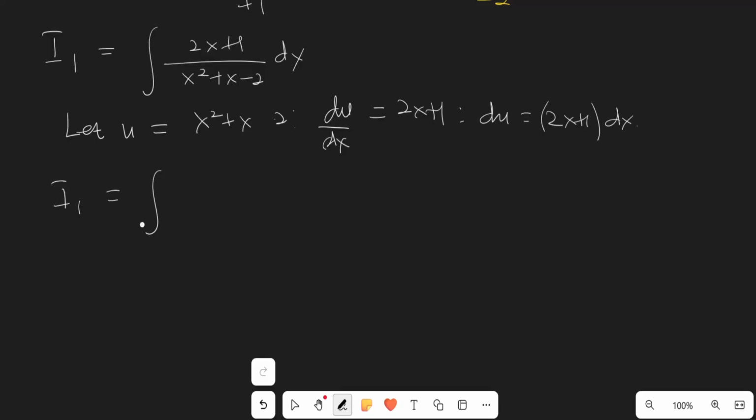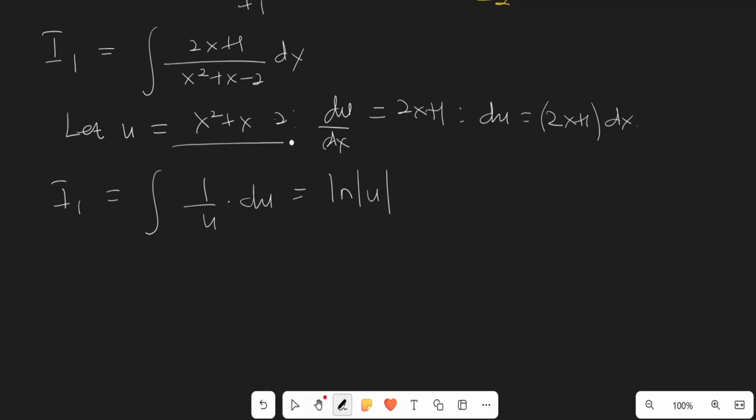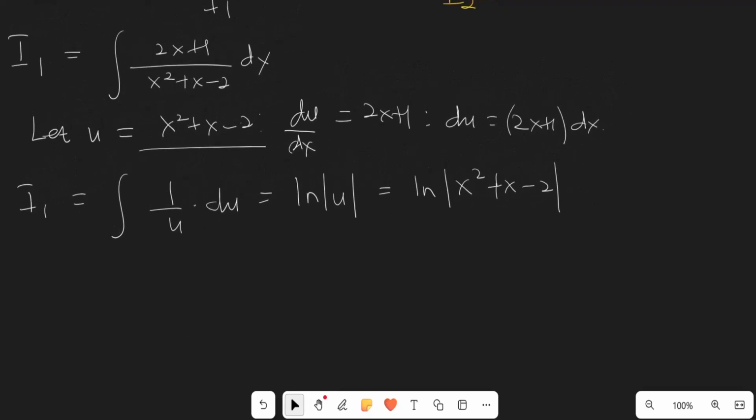So I1 is equal to the integral of 1 over u times du, because this is du, which is from here, and this one is u, which is from here. So this is the natural logarithm of u, and what is u? u is x squared plus x minus 2. So that is the natural logarithm of x squared plus x minus 2. That is the value of the first integral. That one is really very simple.